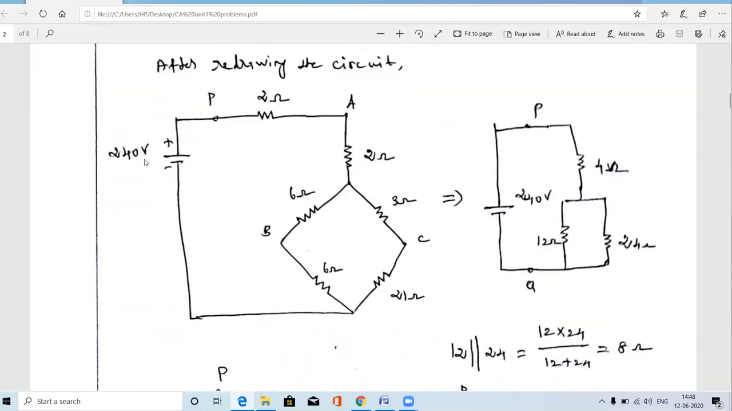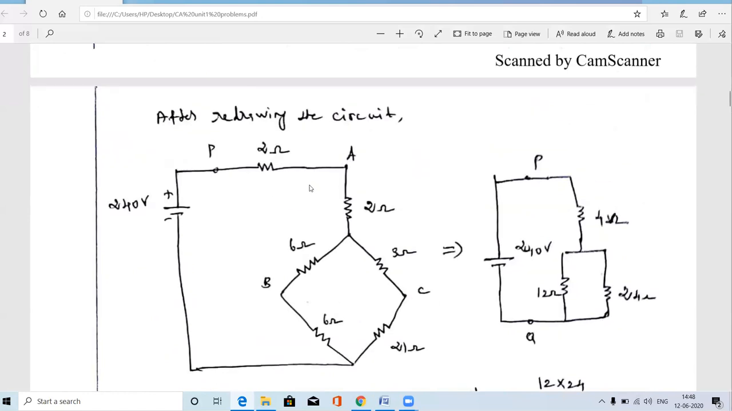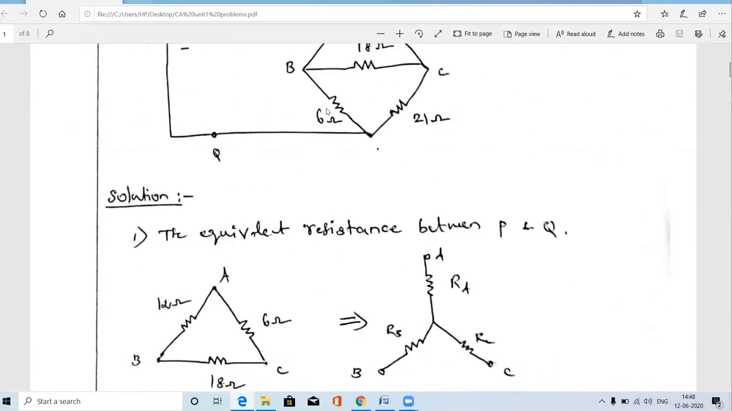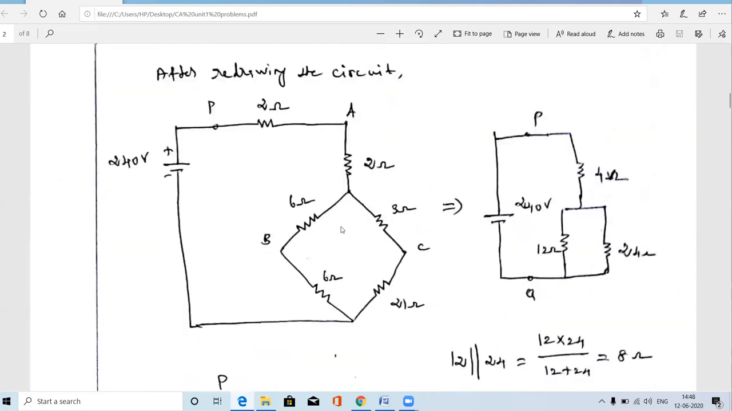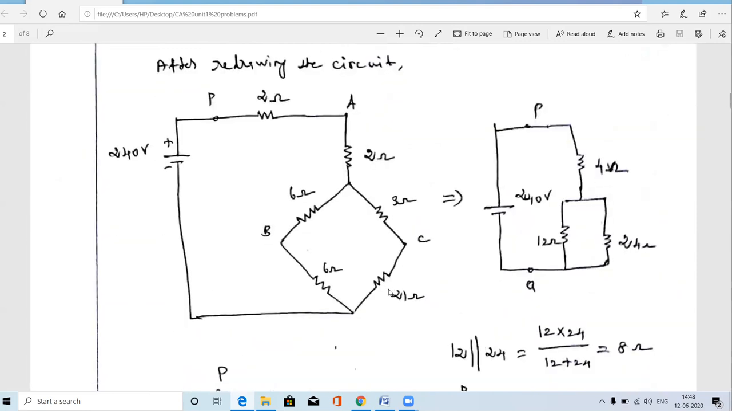240 volt battery, 2 ohm resistor. This is the node A, this is the node B, this is the node C. So across A, B, C, a star connection. RA is 2 ohm, RB is 6 ohm, and RC is a 3 ohm resistor. Then in the given diagram, what are the remaining components? 6 ohm and 21 ohm. So you just connect the 6 ohm and 21 ohm as they are.